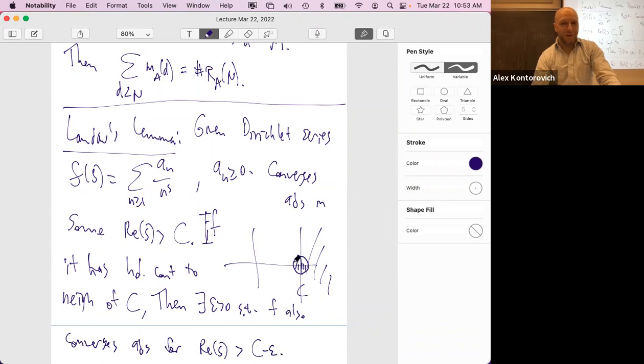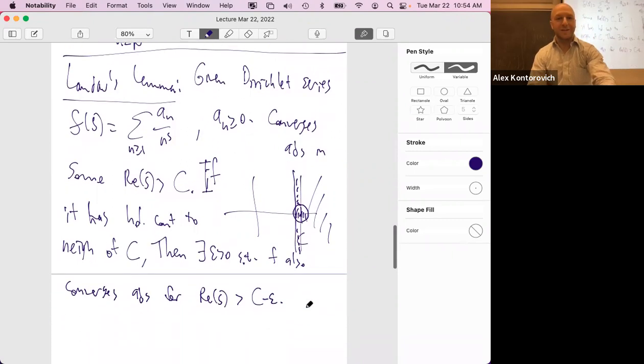So the input is non-negative Fourier coefficients, and there's some region of absolute convergence. If the function has holomorphic continuation by some other method to a slightly larger region around C, then there's some epsilon, so that you actually get an entire new region of the original function converging absolutely. You give me an inch, I'll take a mile.